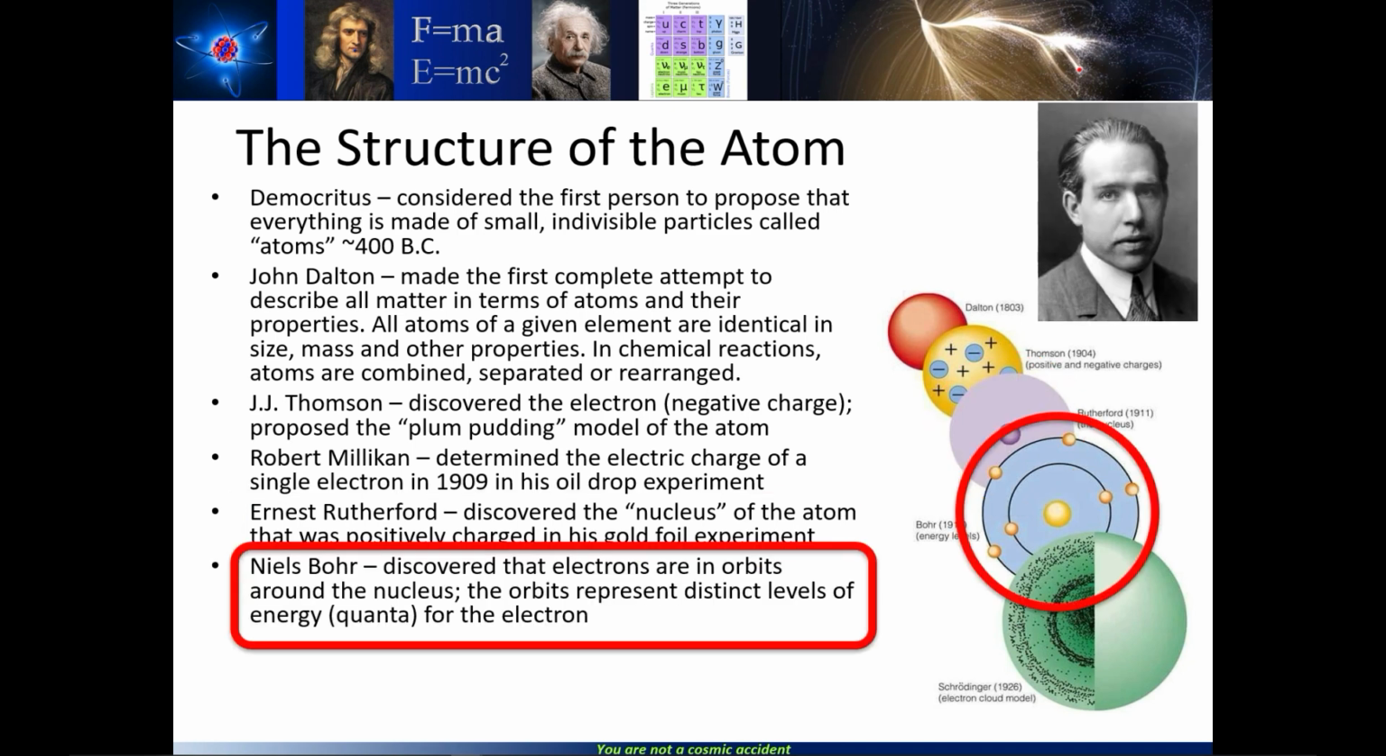Enter Niels Bohr. Niels Bohr discovered almost by accident that the orbits those electrons are in are at distinct energy levels. Quanta is what they're called. They're distinct quantities of energy. And so you're going to come across a thing called the Bohr model of the atom. And it shows, again, the nucleus with all the protons and the positive charge in the middle, and then the electrons in distinct energy level orbits around that nucleus.